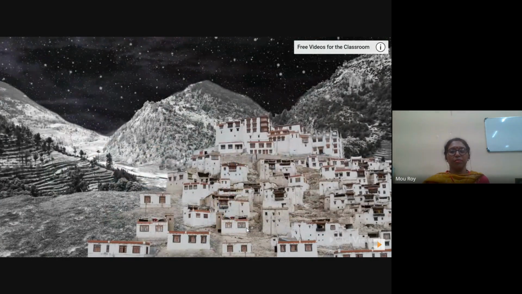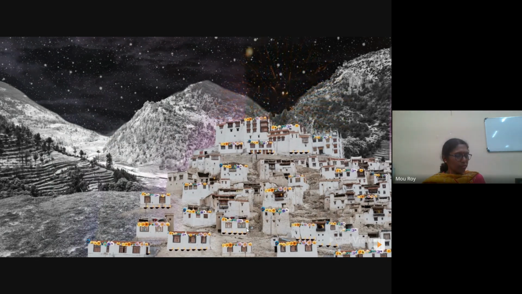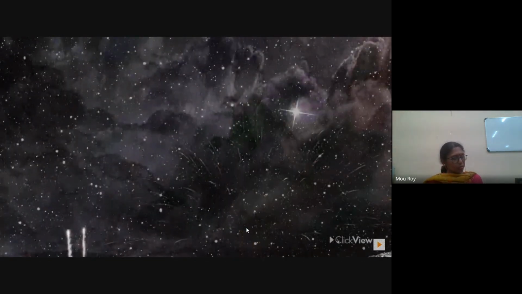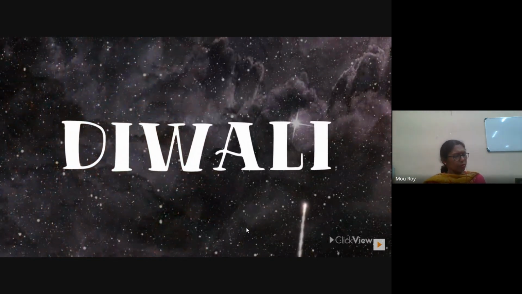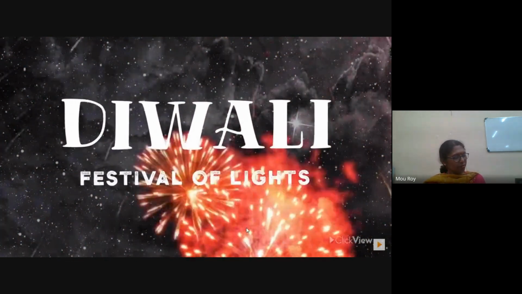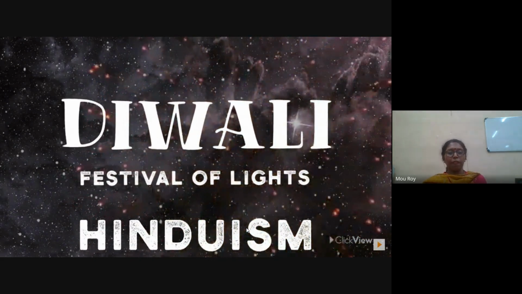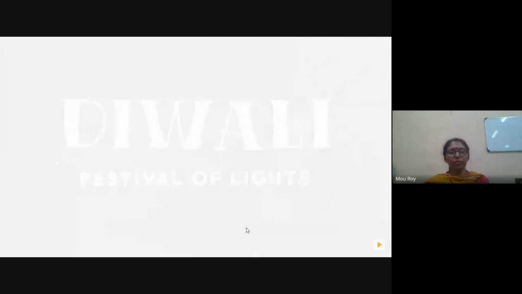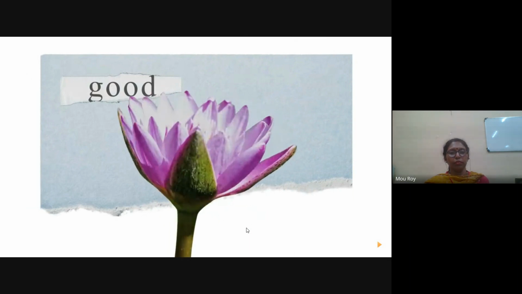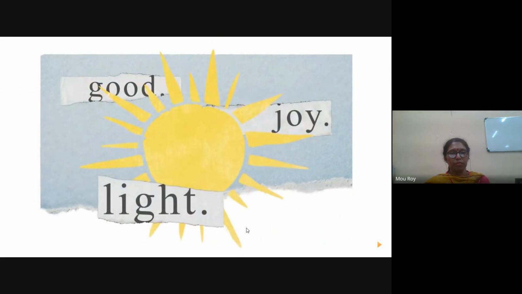When Ram returned, people were overjoyed and celebrated by lighting their homes with lamps, decorating the whole city, and setting off fireworks. This is the story of the beginning of Diwali. Diwali, also known as the Festival of Lights, is a festival mainly celebrated by Hindus, people who follow the religion of Hinduism, but is also celebrated by Buddhists, Jains, and Sikhs. It celebrates the triumph of good over evil, joy over despair, and light over darkness, and is considered the most important holiday of the year.